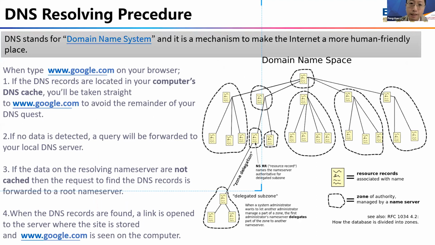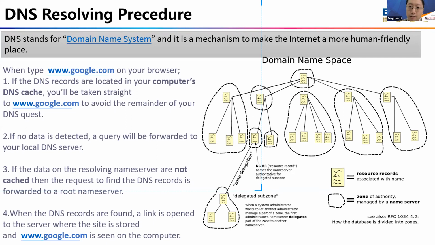So what does DNS mean? DNS stands for Domain Name System, and it is a mechanism to make the internet a more human-friendly place. Now we can make a demonstration of resolving a domain name. For example, if we type www.google.com in your browser, and the DNS records are located in your computer's DNS cache, you'll be taken straight to google.com to avoid the remainder of your DNS request.